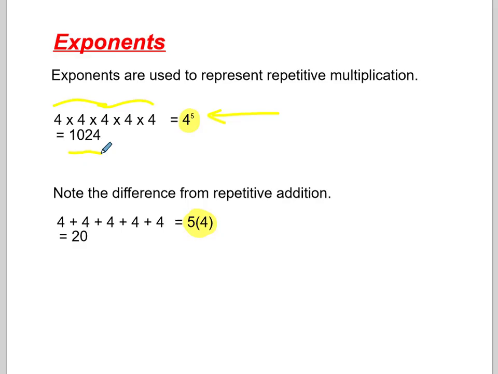Note the difference though from repetitive addition, which is what we call multiplication. By the time you add up 5 4s, you only get a value of 20. So how you write these things makes a huge difference on the net values you come up with. Please note, exponents are a little smaller and they're raised up above the number. Multiplication, same size on the same line. So let's try a couple.